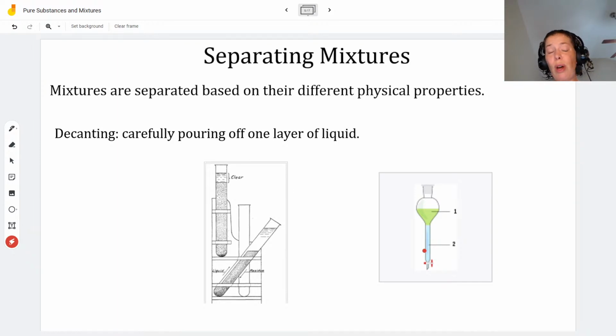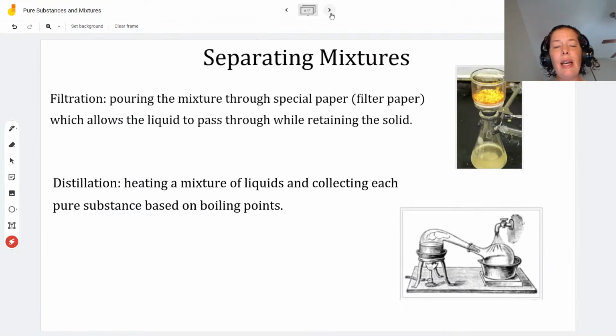Okay, so that is one way we separate mixtures, decanting. Another way we separate mixtures is filtration. This is, again, usually a liquid and a solid that you're separating. What you're going to do is take the mixture and pour it through some kind of special paper. Usually, we call it filter paper. The liquid is going to pass through the paper while the solid is retained on the paper. This is something that we use in lab a lot. Here's just a classic setup.